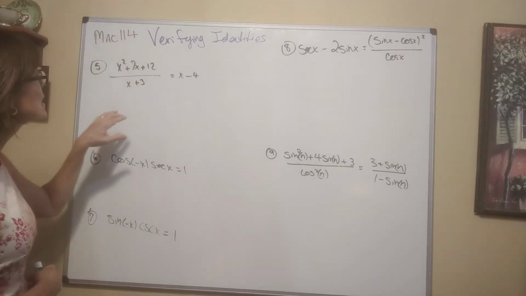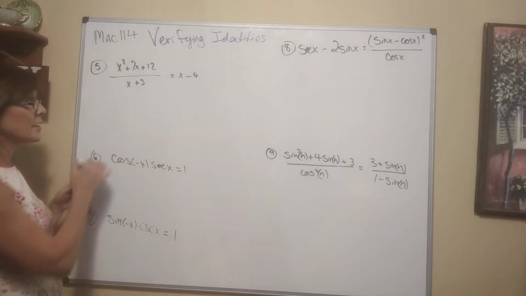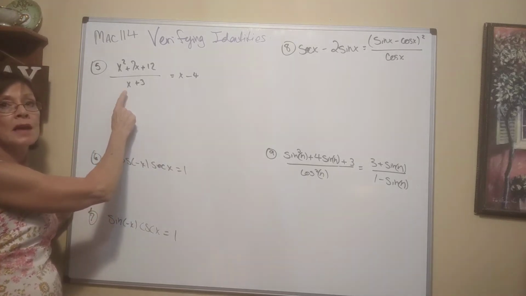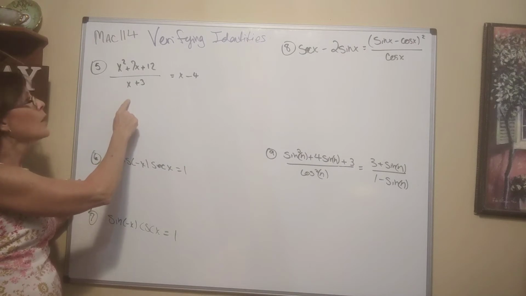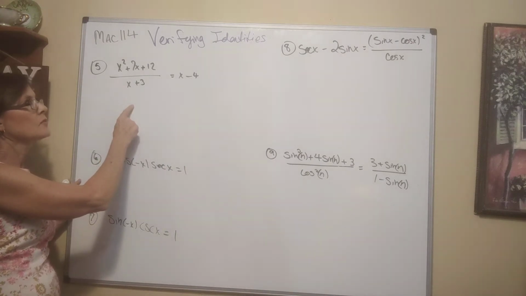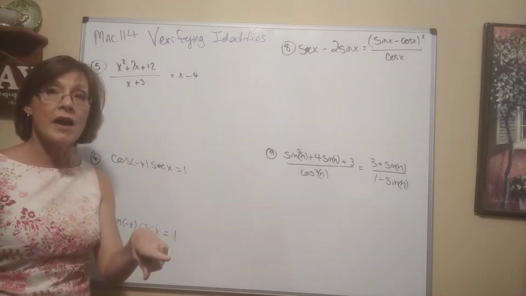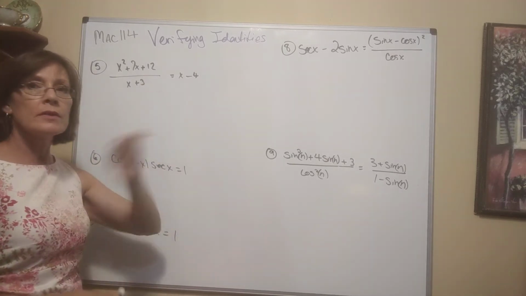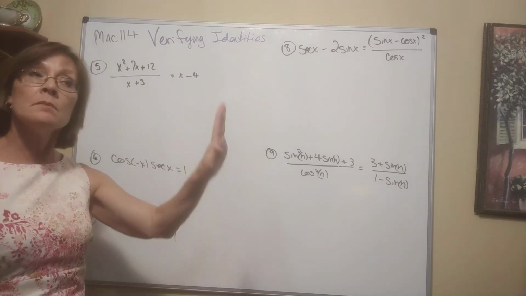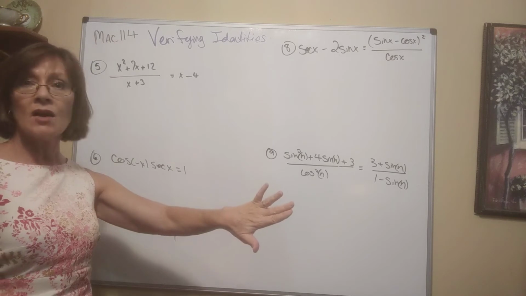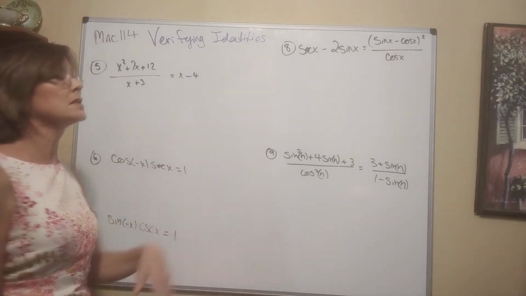So for instance, if you put in x is negative 3, it is not defined over here because that makes our denominator 0. And so I can't choose x is negative 3. But I can choose any other value of x. And if I can find one where this is not true, then I have said this is not an identity. It might be conditional. There might be some value of x for which it is true, but it's not true for all. So it's not an identity.